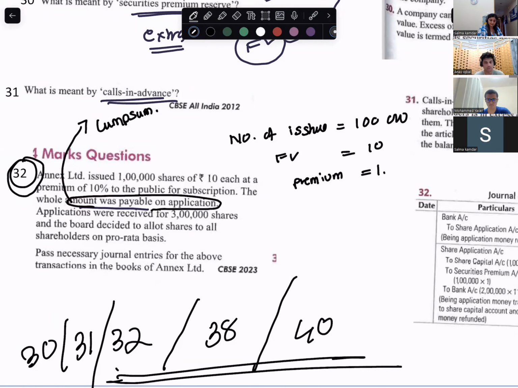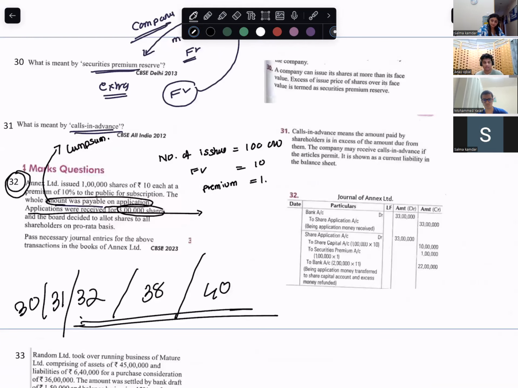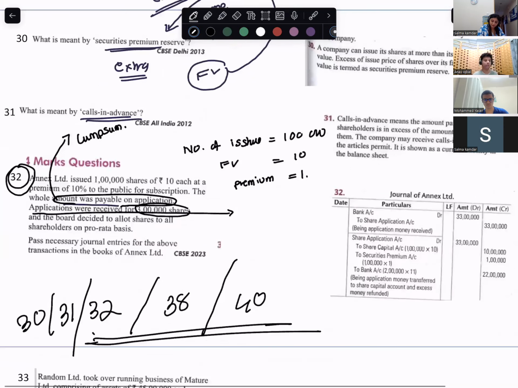Applications were received for 3 lakh shares. What will be the journal entry to receive application? Bank account debit to share application account. What would be the amount? 3 lakhs into 11, 33 lakhs. Very good.